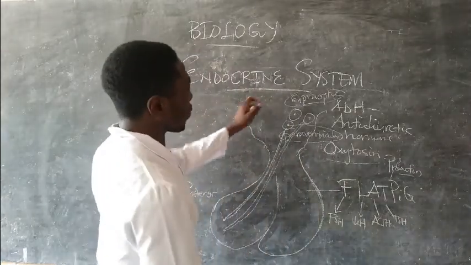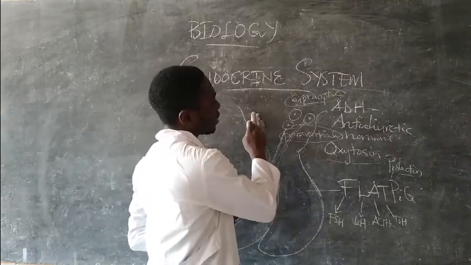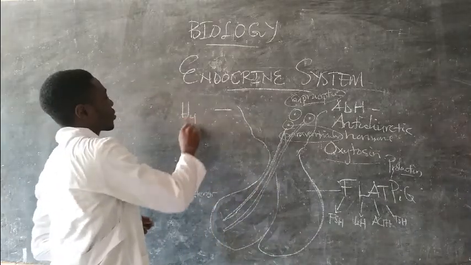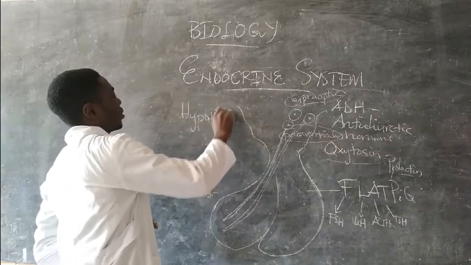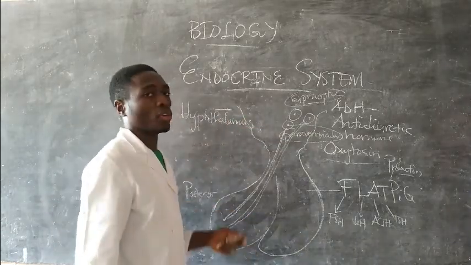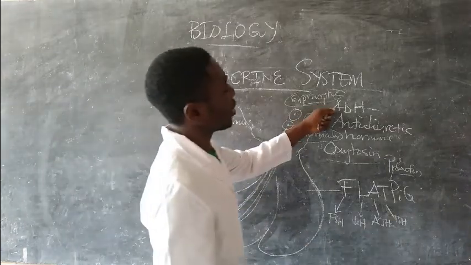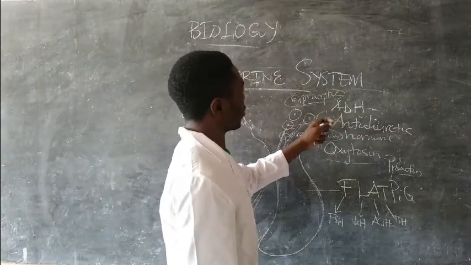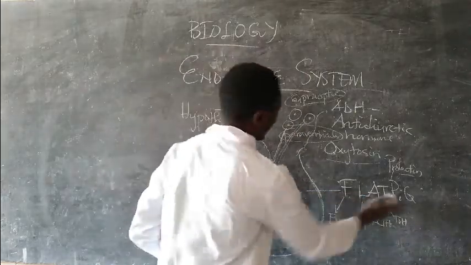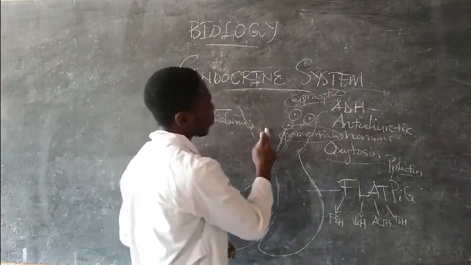Now, what causes the release of which hormone from the anterior pituitary? From the hypothalamus. Please, this is the hypothalamus. You could also call the pituitary gland the hypophysis because it is found below the hypothalamus. We are at the level of FLAT P. I have already mentioned the 6 hormones secreted by the anterior pituitary, and we want to see what hormones are released from the hypothalamus.